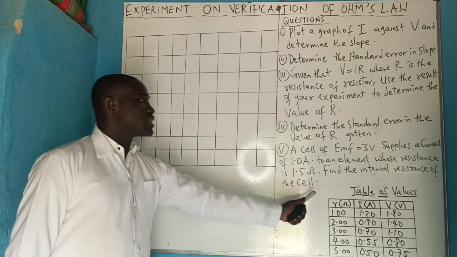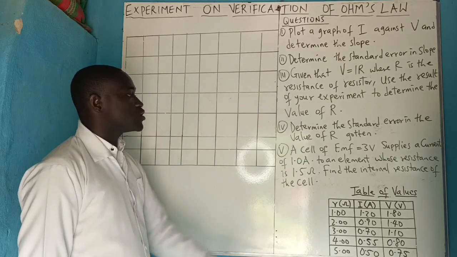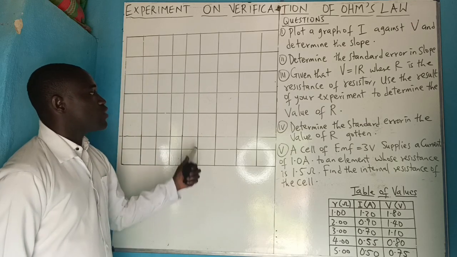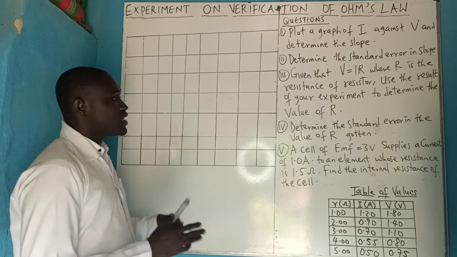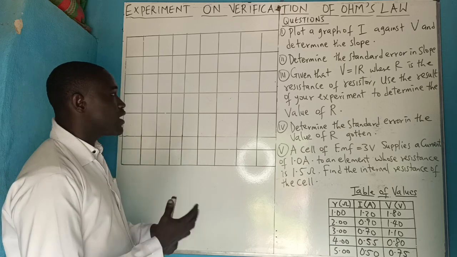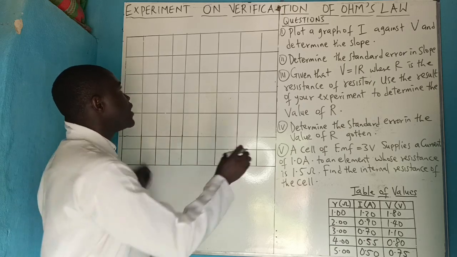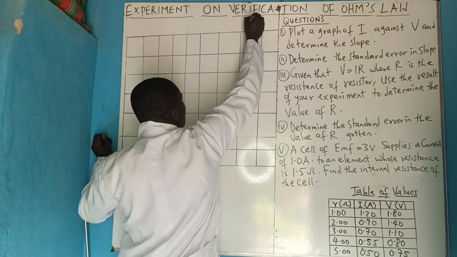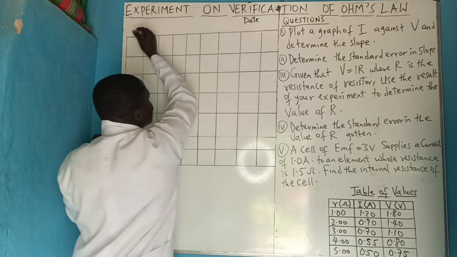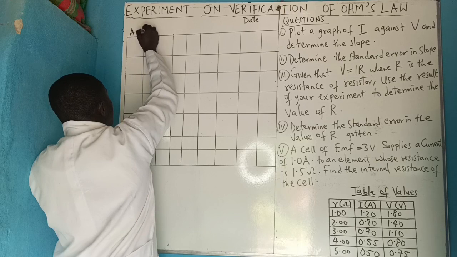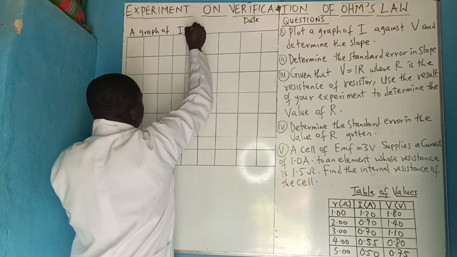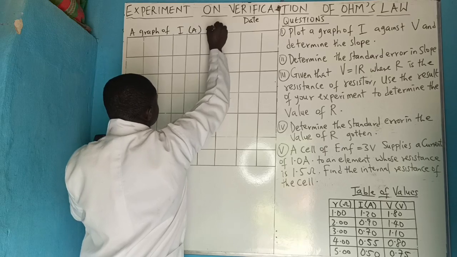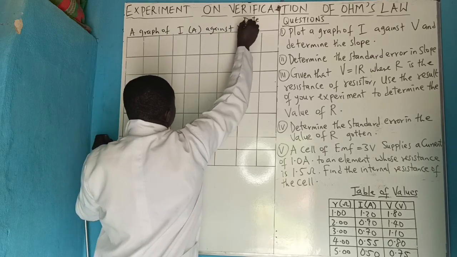Now we have gotten a table of values, and these are the questions we have to sort out. We have to plot the graph, but we don't have the standard graph. We are just using a sketch of the graph to understand how it will go. First thing you do is you write your date. Write the title: A graph of I in ampere against V in volts.